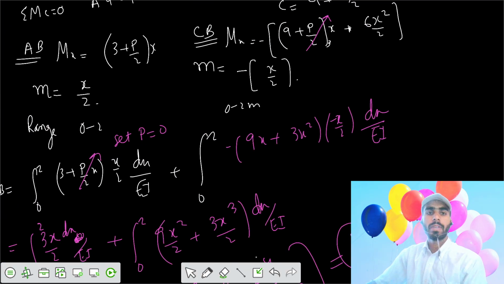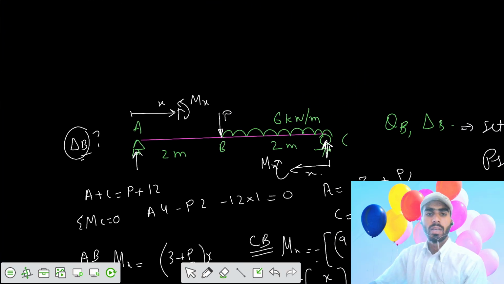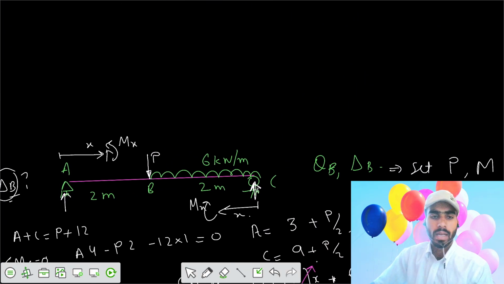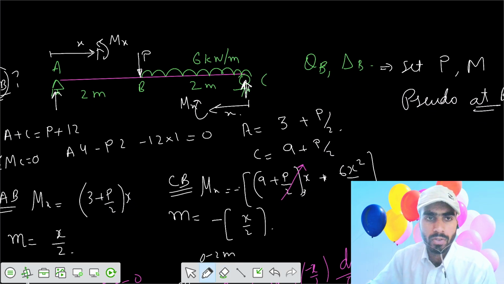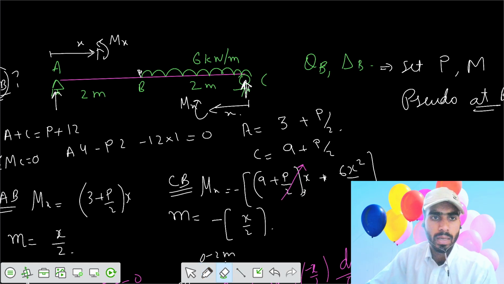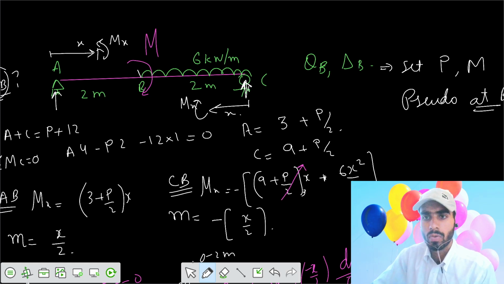Similarly, if you want to say what is the value of theta at B, since there is no concentrated load acting at the point B, you can apply a concentrated moment of M at B. So you apply a concentrated moment of M at B. Now you are calculating the reactions.